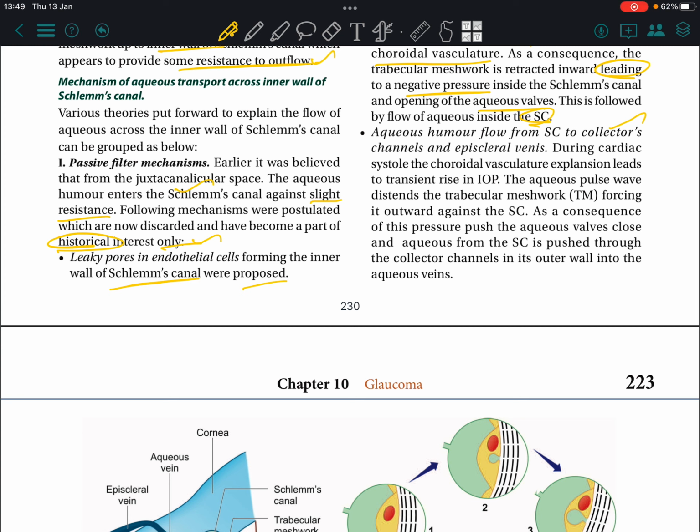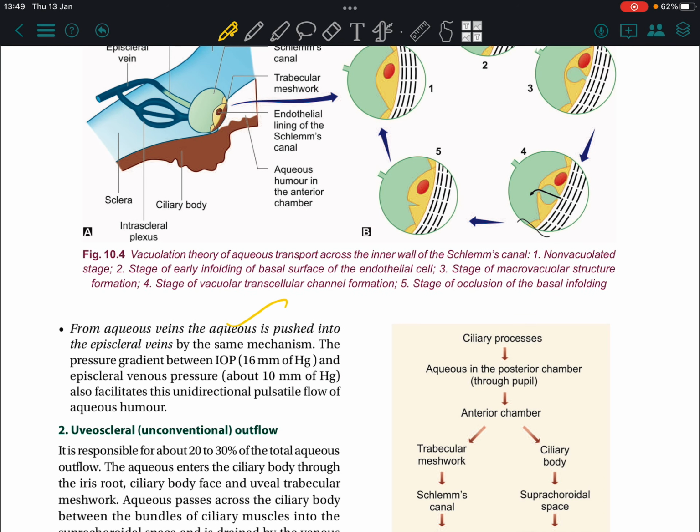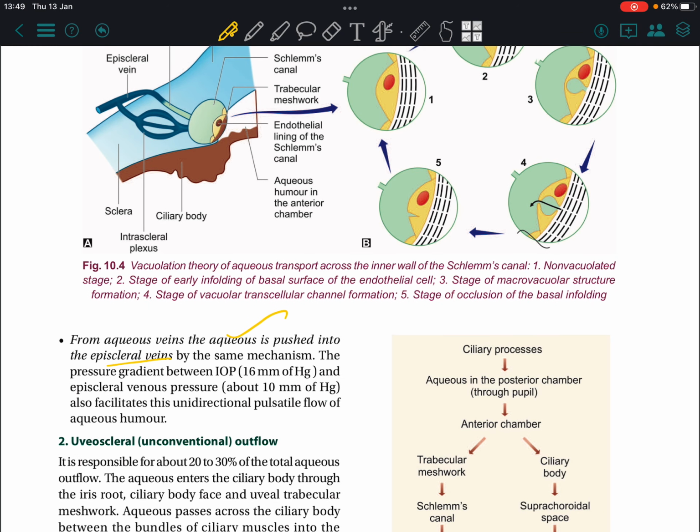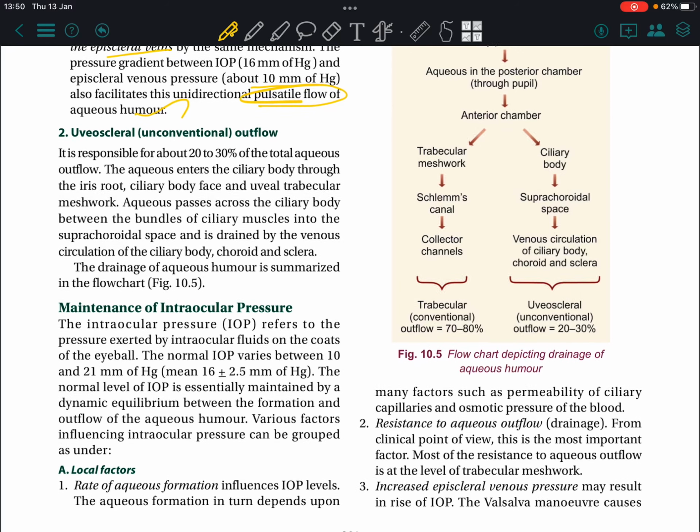During cardiac systole, the choroidal vascular expansion leads to a transient rise in intraocular pressure. The aqueous pulse wave distends the trabecular meshwork, forcing it outwards against Schlemm's canal. As a consequence of this pressure push, the aqueous valves close and the aqueous from Schlemm's canal is pushed through the collector channels in its outer wall into aqueous veins. From the aqueous vein, aqueous is pushed into the episcleral vein by the same mechanism. The pressure gradient between IOP of 16 and episcleral vein pressure of about 10 mmHg also facilitates the unidirectional pulsatile flow of aqueous humor.